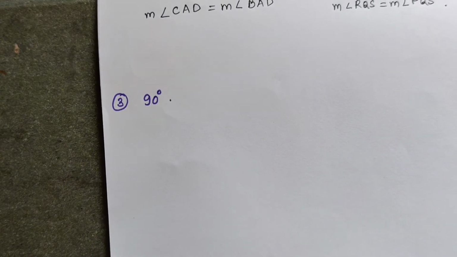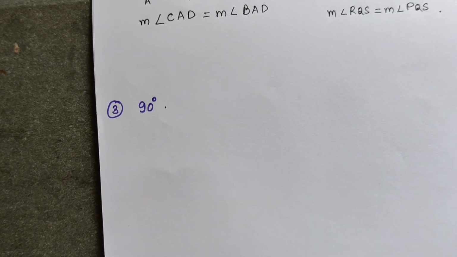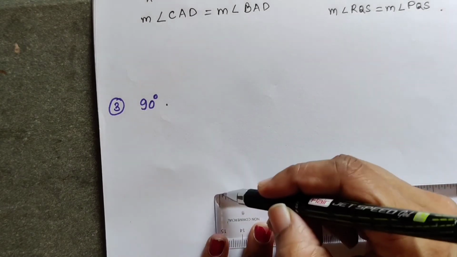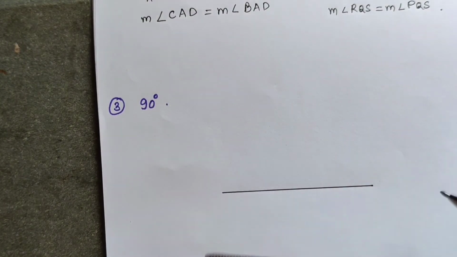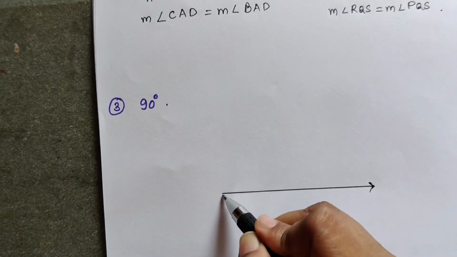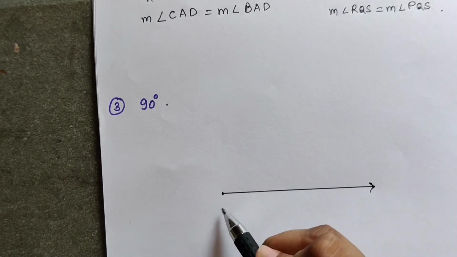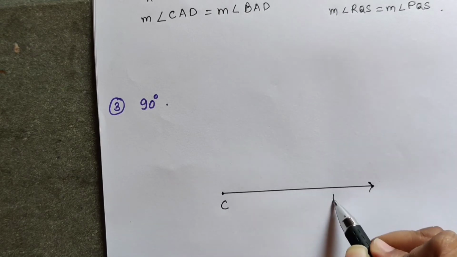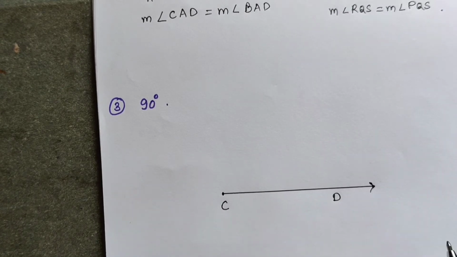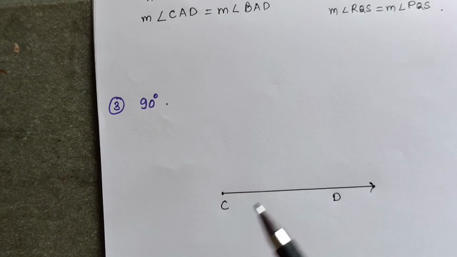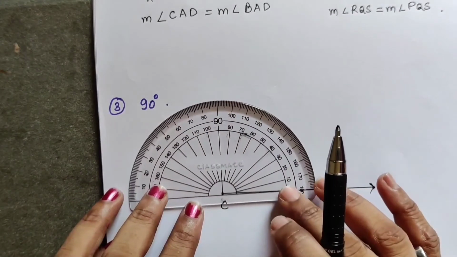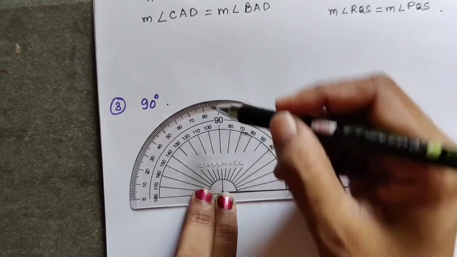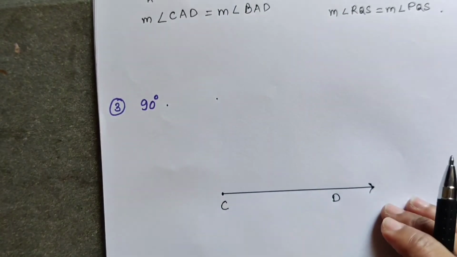A 90-degree angle we have to draw. So for drawing a 90-degree angle, again we have to draw one ray over here. So I am drawing a ray of any measurement. This may be ray CD. Now we have to draw an angle of 90 degree. I am placing my protractor on point C, and in this way here we are getting the 90-degree angle.